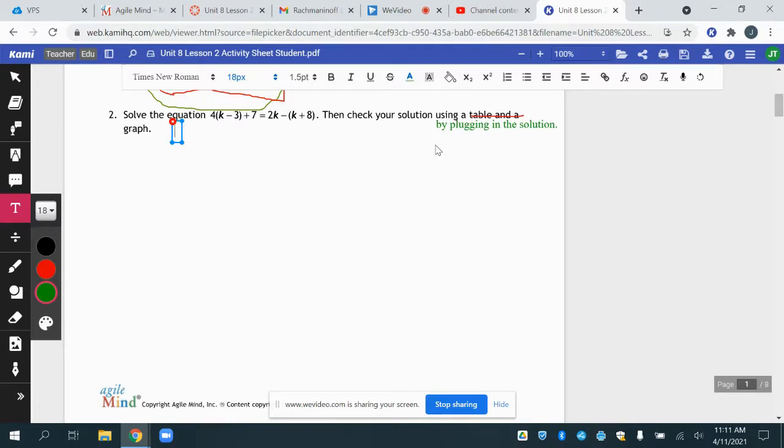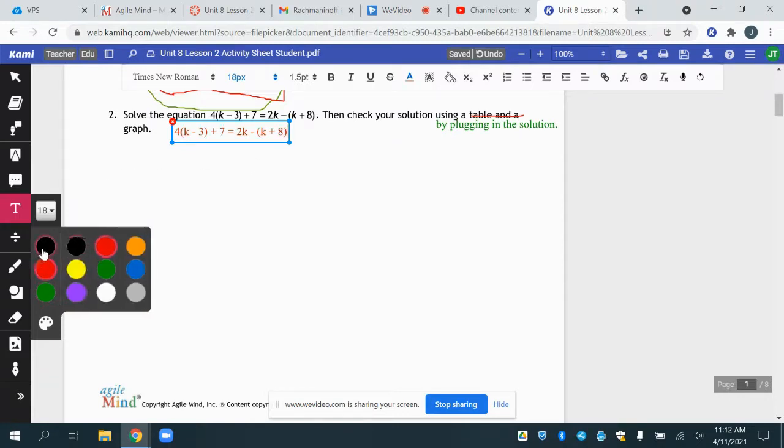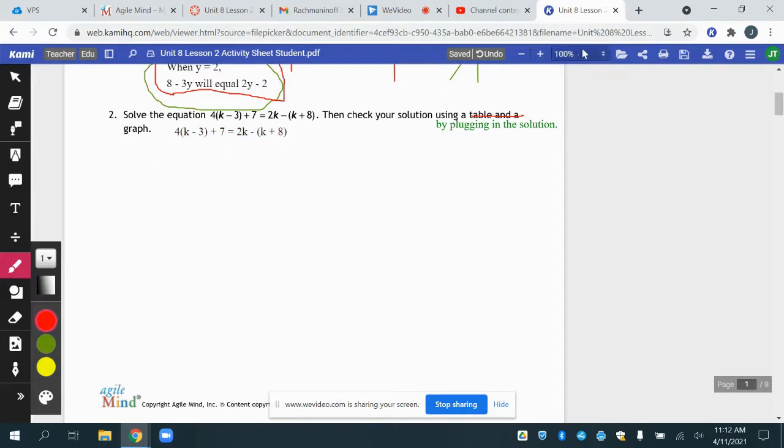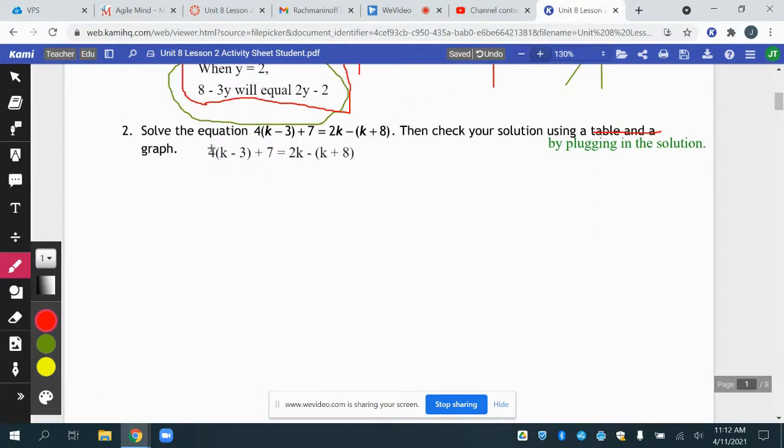Okay, so we've got 4 times (k minus 3) plus 7 equals 2k minus (k plus 8). That's fun. Okay, great. So we've got this lovely stuff. I'm going to distribute. Distributing is really important to remember how to do, because we get ourselves into trouble if we don't distribute correctly.